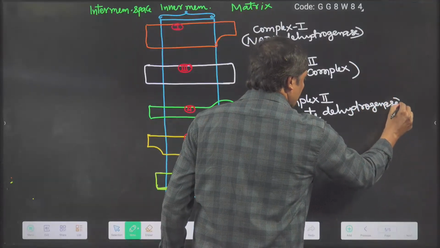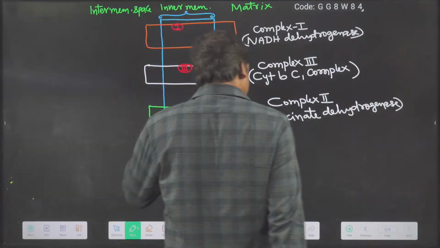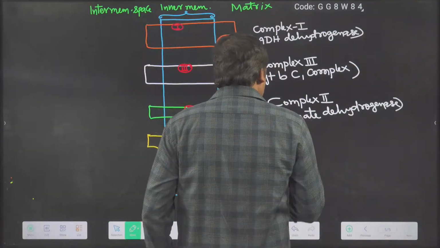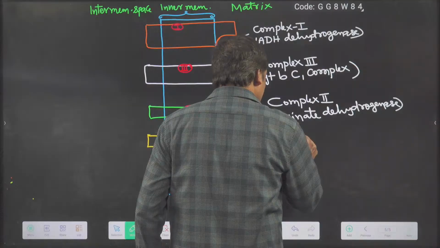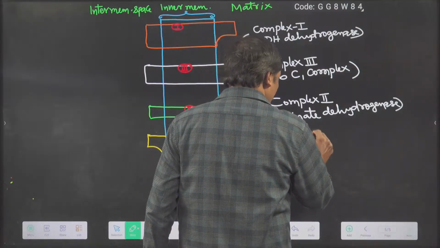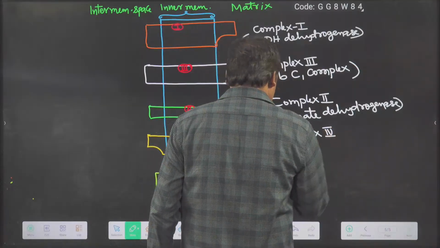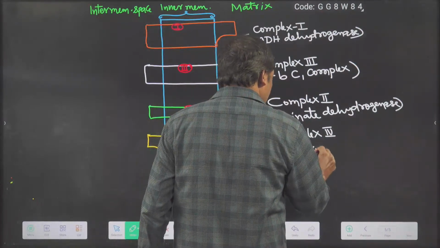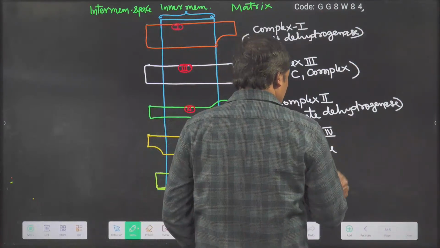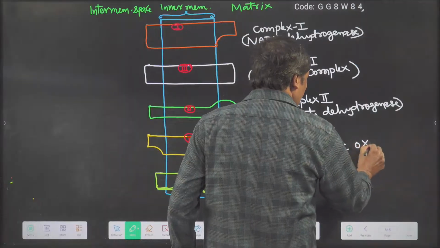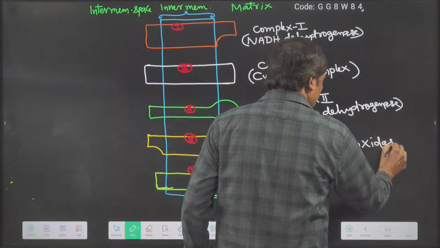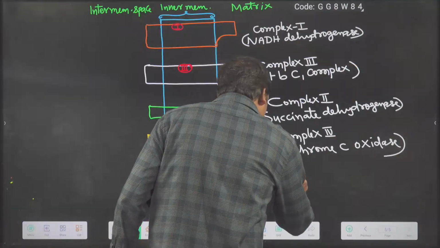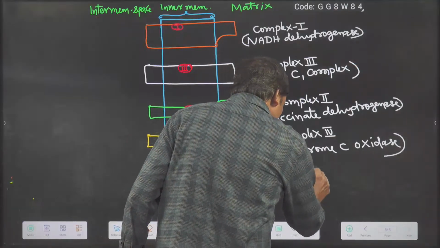Succinate dehydrogenase. And this is complex 4. Complex 4, cytochrome C oxidase. And this is complex 5.